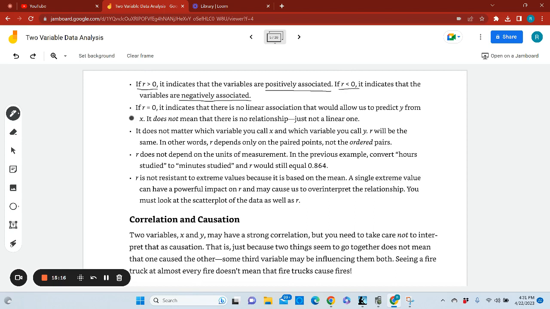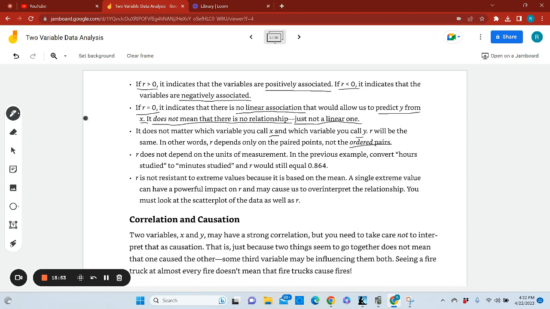Okay? The second bullet point here: if R equals 0, it indicates that there is no linear association that would allow us to predict Y from X. Now, this is important. It does not mean that there is no relationship between the variables. It just means that relationship is not a linear one. Okay? It does not matter which variable you call X and which variable you call Y. R will be the same. In other words, R depends only on the data points themselves and not the order of the XY pairs.